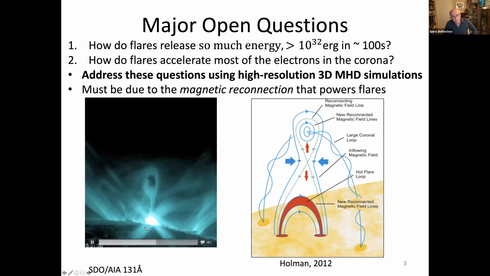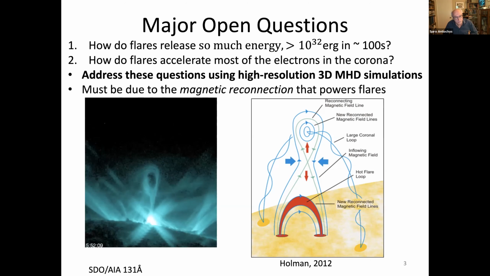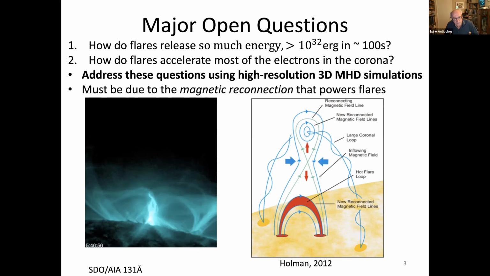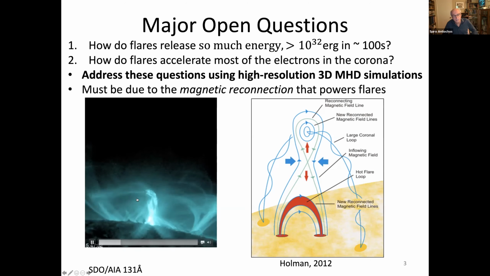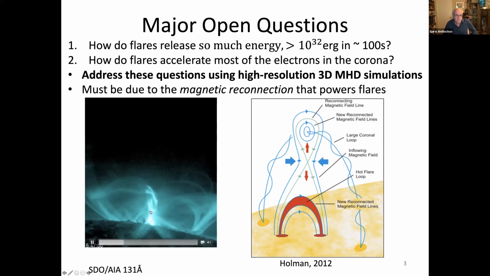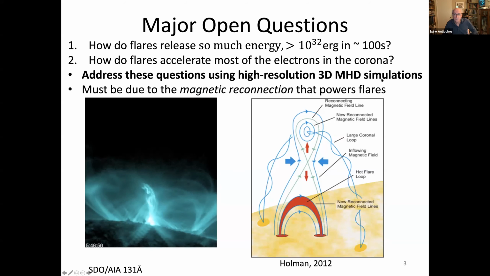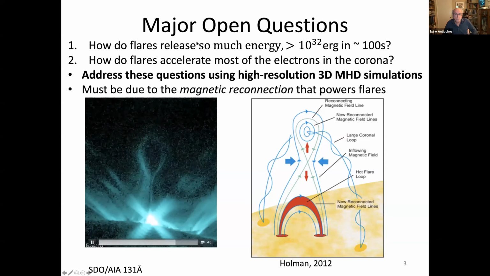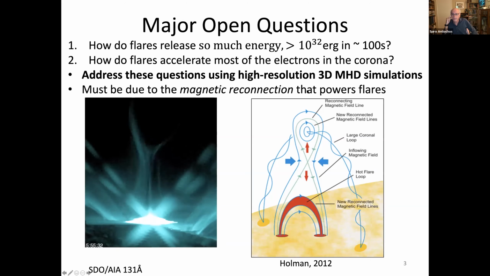For a powerful flare such as this one, you can get up to 50% or more of the energy being released in the form of high energy electrons. And that requires accelerating most of the electrons in the corona. By far the most efficient particle accelerators in nature. To address these questions, we use high resolution 3D MHD simulations. We know that the answer to these two questions must be due to the magnetic reconnection that powers the flare.